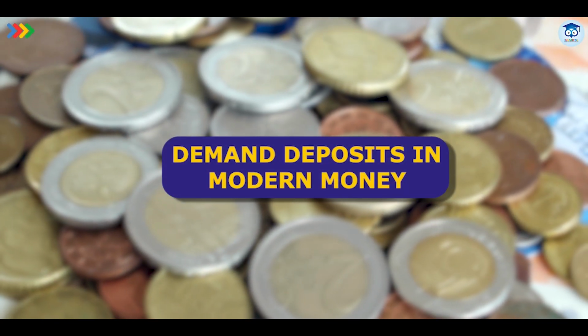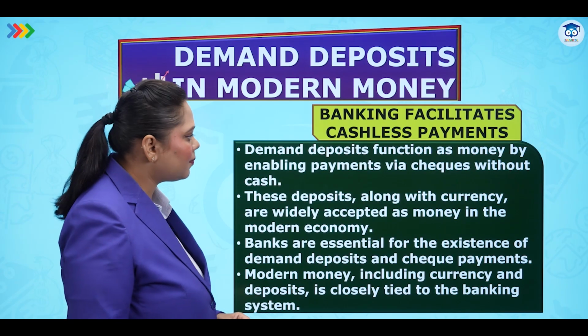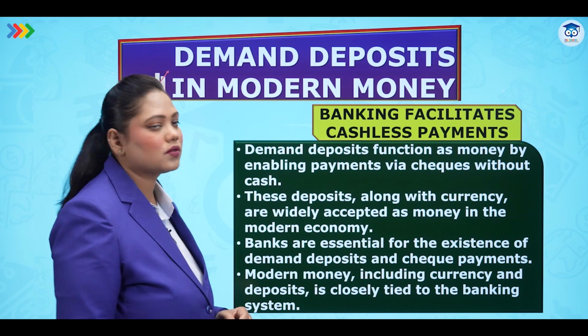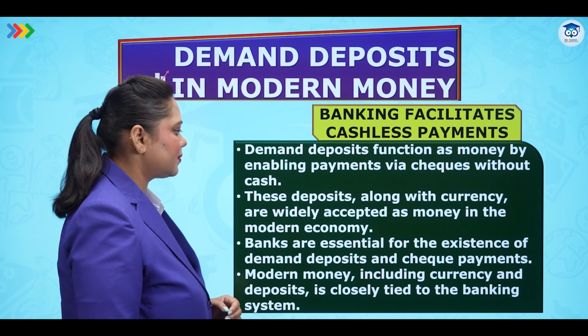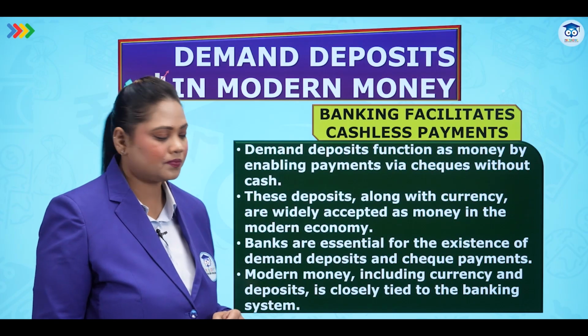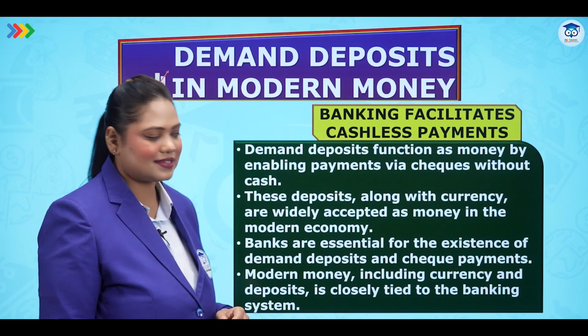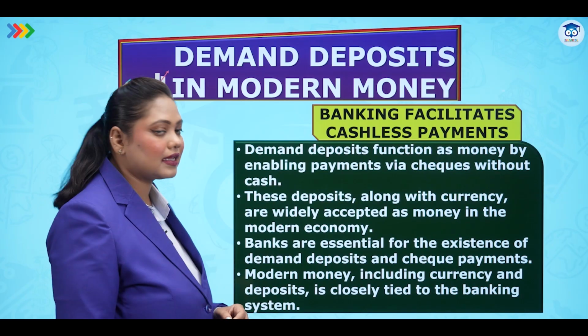Demand deposits, we're going to see another part. Banking facilities and cashless payments. Demand deposits function as money by enabling payments via checks without cash. These deposits, along with currency, are widely accepted as money in the modern economy. Banks are essential for the existence of demand deposits and check payments. Modern money, including currency and deposits, is closely tied to the banking system.